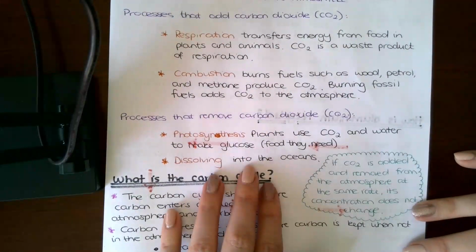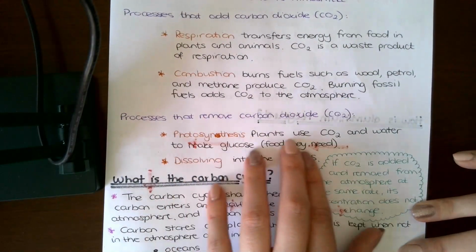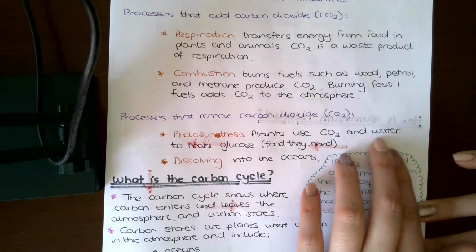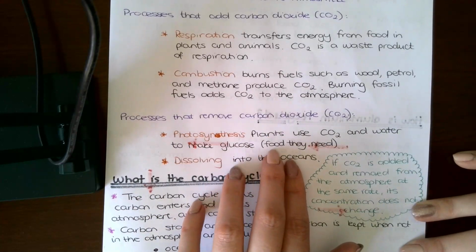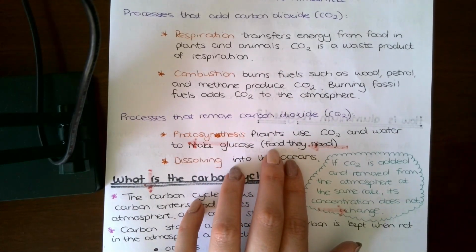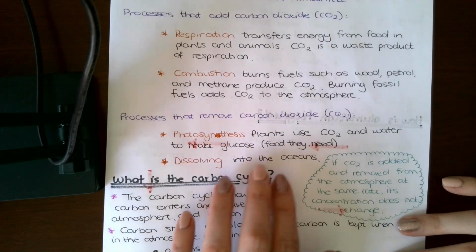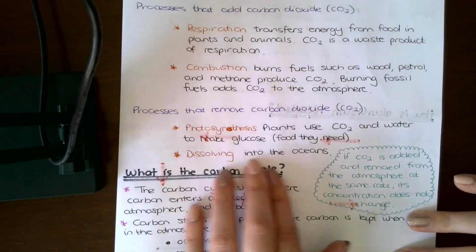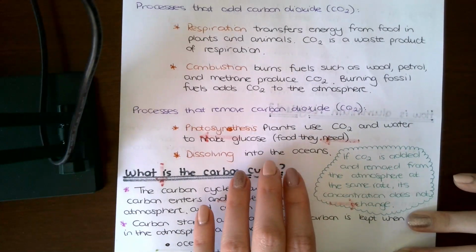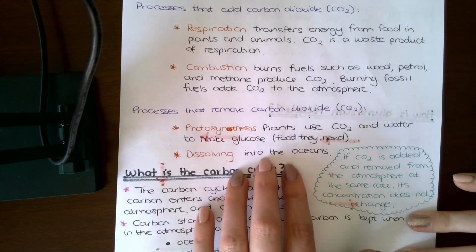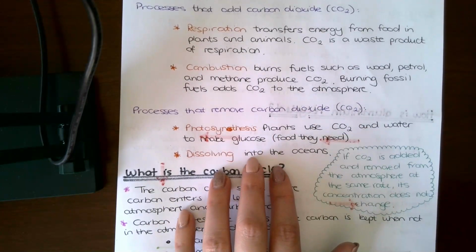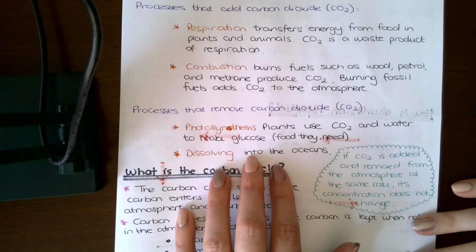Processes that remove carbon dioxide include photosynthesis. Plants use carbon dioxide and water to make glucose, which is the food that they need, so they take in carbon dioxide through their leaves. Also, carbon dioxide can be dissolved into the oceans. Only a certain amount can be dissolved in there, but it is a way of removing carbon dioxide from the atmosphere.